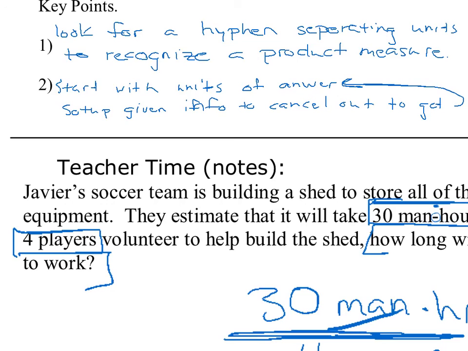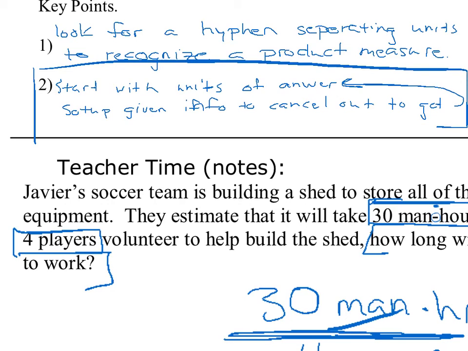All right, so we always want to start with the units of our answer and set up the given info to cancel out to get the units of our answer. That's this entire unit wrapped up in one key point. This is our entire unit right here. It's pretty much every problem that we've done this entire unit. There are some small subtleties in those different problems, but that's our entire unit. If you start with the units of the answer and you get the given information to cancel out to get those units, you're going to be set.